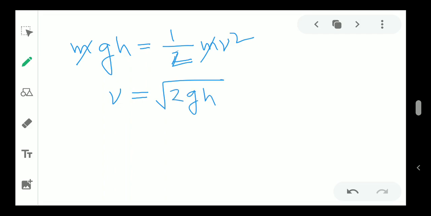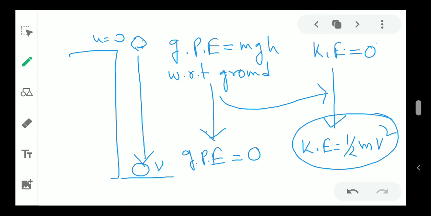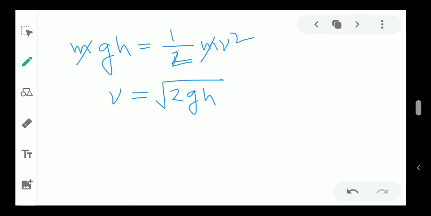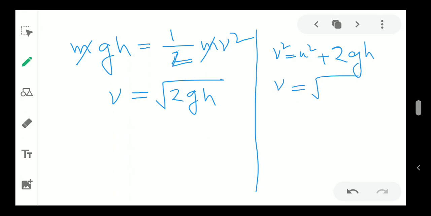Now this problem we can easily solve using our equation of motion as well, and we can see in that case also v will come this. Let us see that. Let's say we are using this equation, v square equal to u square plus 2gh. So u square is 0, so we can write from here also v square equal to 2gh.